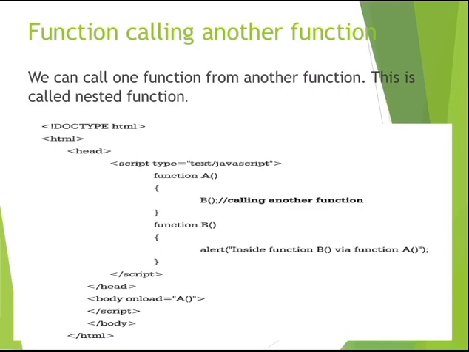Then again in the body tag we are going to write the body onload attribute is equal to function A, we are calling it over here on body onload. Okay, so we are calling the function from HTML code. So body onload is equal to, in double quotes, we are calling function A, open and close bracket. Then close the script tag, close the body tag and close the HTML tag. Okay, so here we are calling function B inside function A. So when your page is loaded, when you open your page inside the browser, you will get an alert: inside function B via function A.